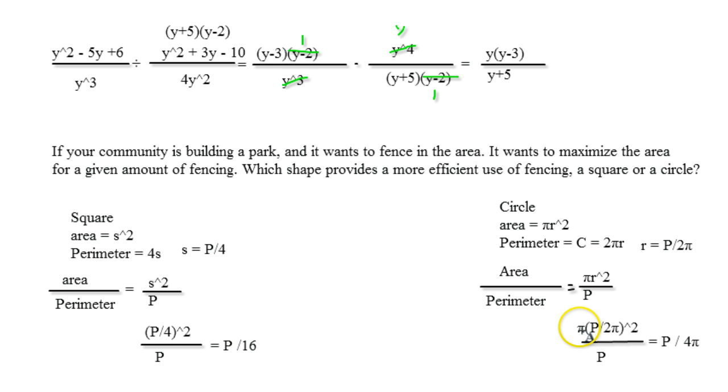Okay, and this one, I'm going to multiply this as well. So this is P squared over 4 pi squared. Okay, the pi's cancel each other out, and I'm left with the 4 on the bottom and the P squared on top, and I divide it and I get this. Now if I check out, these two have the same numerator, so look at the denominators. This one's bigger. The circle's a more efficient way.